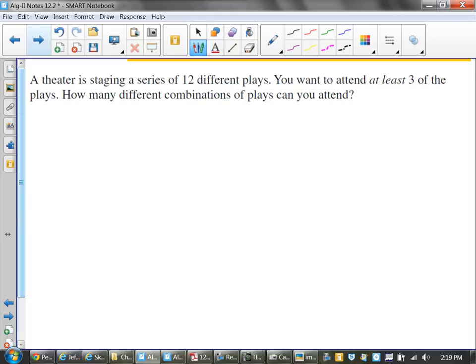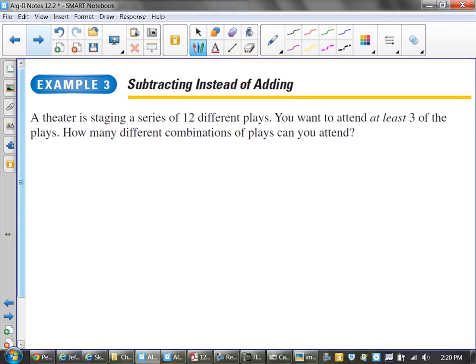One way you can do this is, if you're going to attend at least 3 of them, you start with 12 choose 3, 12 choose 4. That's a lot to type out. There's a shortcut. You can go backwards and subtract.